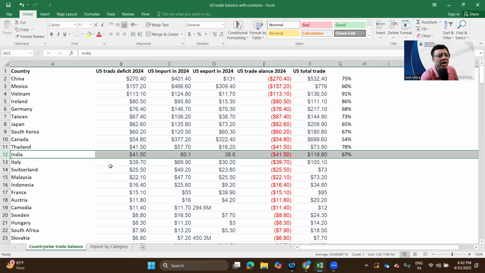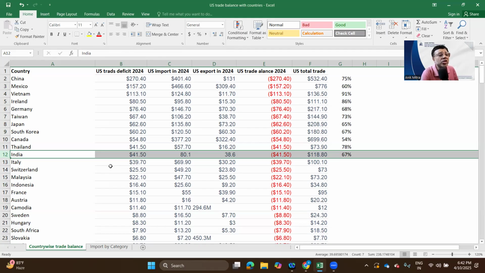So with India, 67% is contributed by import and 33% has been contributed by export. Let me further break it down. In 100 rupees of overall trade, 67 rupees has been spent towards import and 33 rupees has been earned from export with India. This is the relation with India.